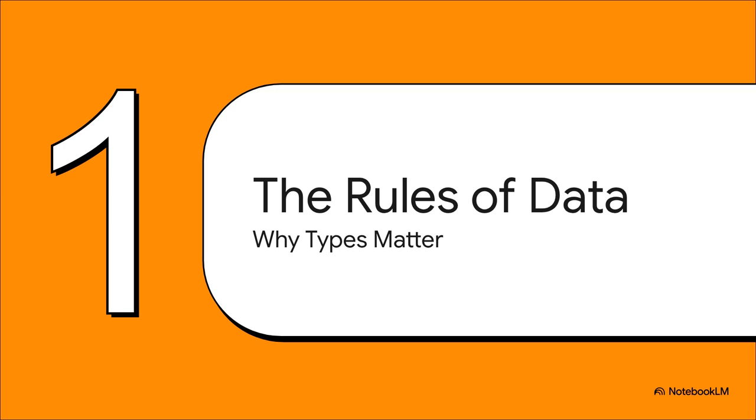And that right there gets to the heart of it all, the rules of data. Because in the world of programming, just like in the real world, you can't do the same things with every object. You can't add a piece of fruit to a number, and Python needs a way to know the difference.